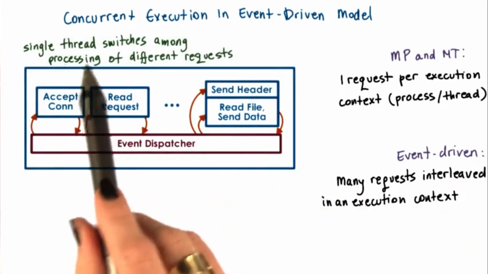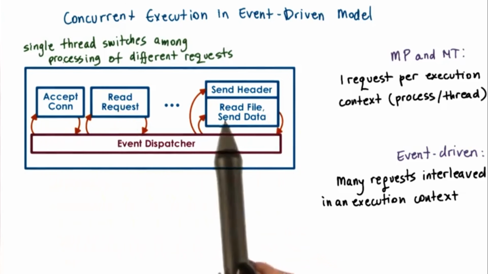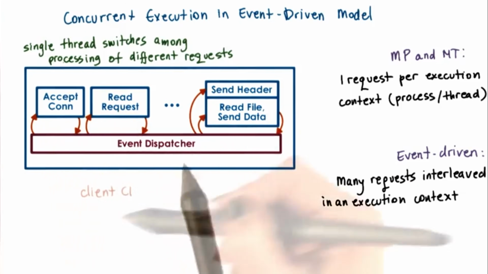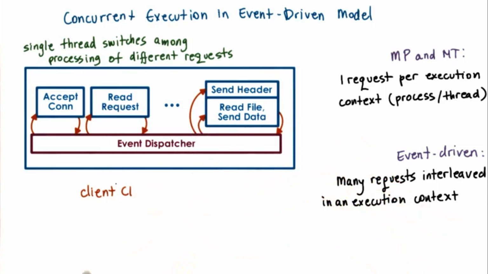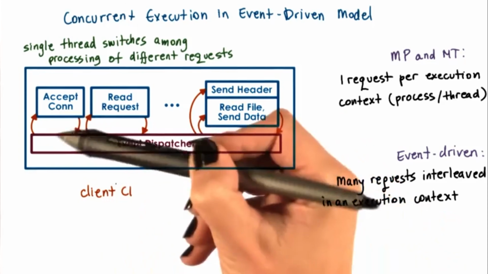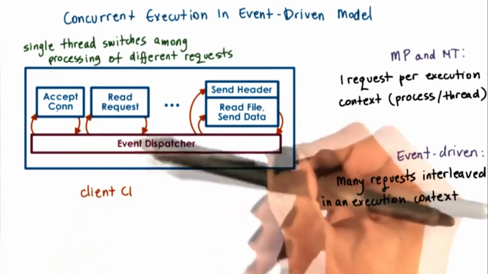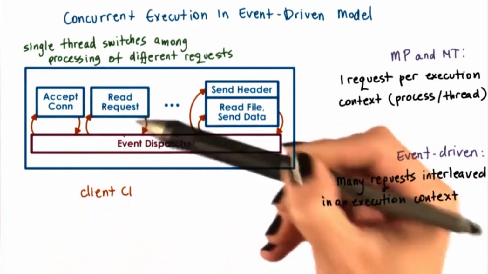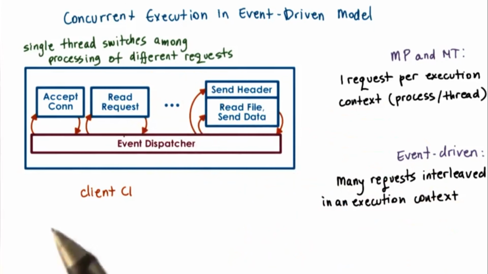Here in the event-driven model, we have a single thread, and the single thread switches its execution among the processing that's required for different requests. Let's say we have a client request coming into the system, so it's a request for client C1, and we receive a request for a connection that gets dispatched, the accept operation gets processed. Then we receive the actual request, so the HTTP message, that gets processed. The message gets parsed to extract the files.